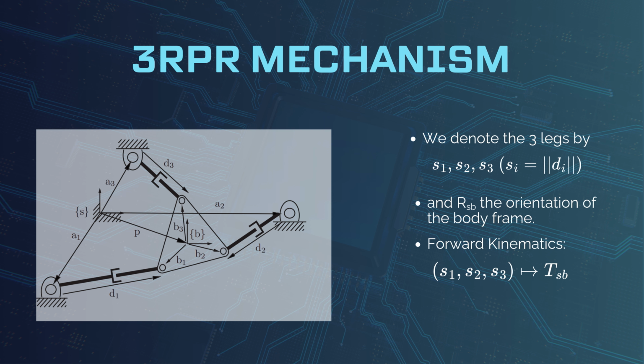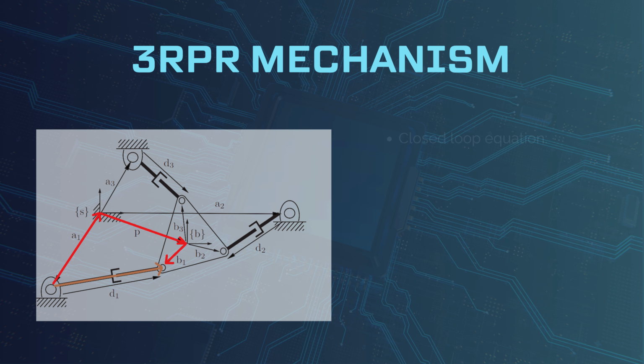P is a vector from origin of the S frame to origin of the B frame. As seen in the diagram, A_i are vectors from the space frame to the revolute joints of the fixed platform, B_i are from the body frame to the revolute joints of the moving platform, and D_i are vectors from the fixed platform revolute joints to the moving platform revolute joints. Having defined these vectors, we can make a closed loop equation. As we can see from drawing the vectors, P plus B1 minus A1 is actually D1. This is also true for the second and third loop as observed here. So, we can write a general closed loop equation now. D_i is P plus B_i minus A_i.